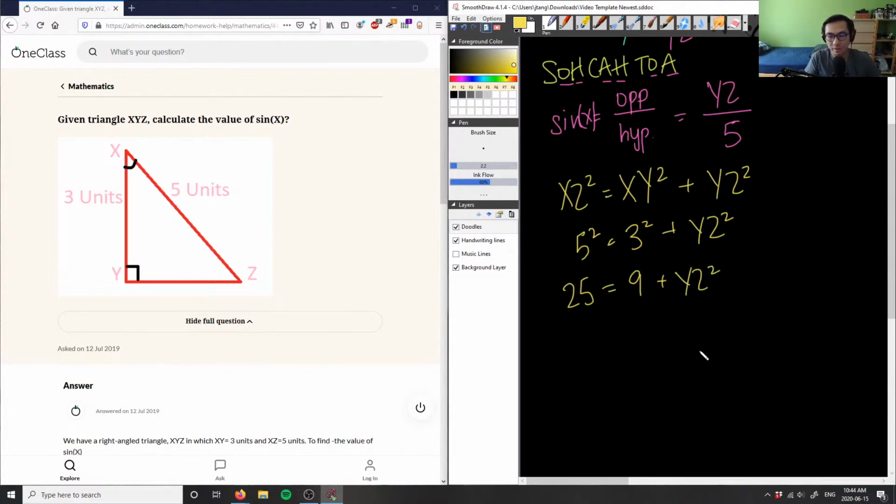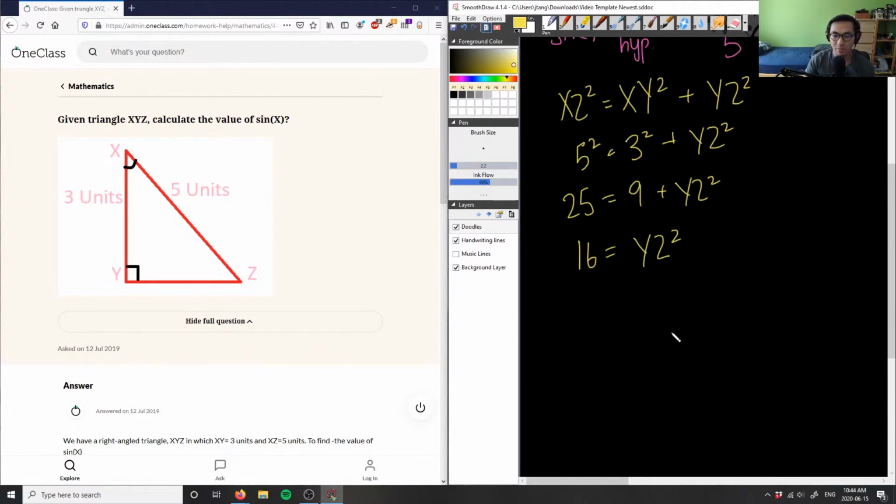And then I can algebraically isolate YZ squared, right? So we can subtract 9 from both sides to get 25 minus 9, which is going to equal 16, is YZ squared. And then we can square root both sides to solve for this, right? So I would have the square root of 16 is equal to the square root of YZ squared. The square root and the square cancel out. So YZ is going to be equal to the square root of 16, which is going to equal 4.